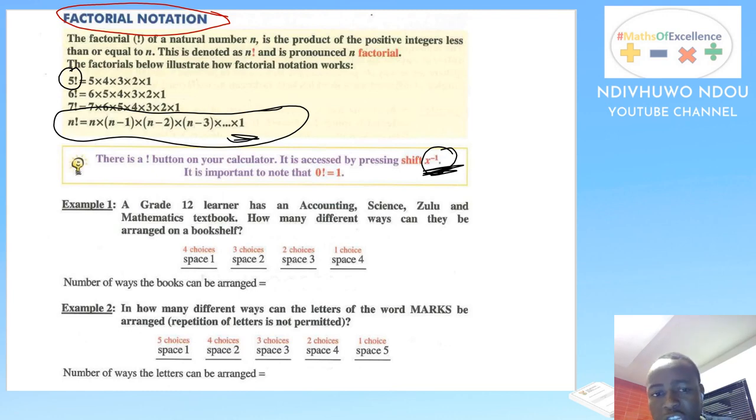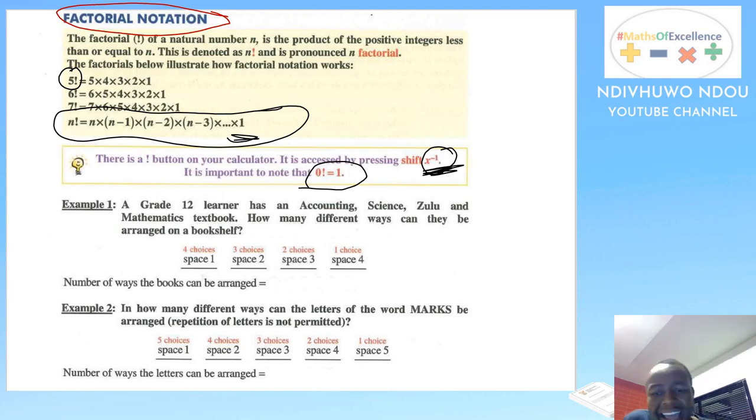It's very important to notice that 0 factorial is equal to 1, right? You'll understand it as we move further, why 0 factorial is equal to 1 and why it is not maybe 0 when we start with 0. So just for now you have to know 0 factorial is equal to 1, and I'll explain it as we move further in this lesson.